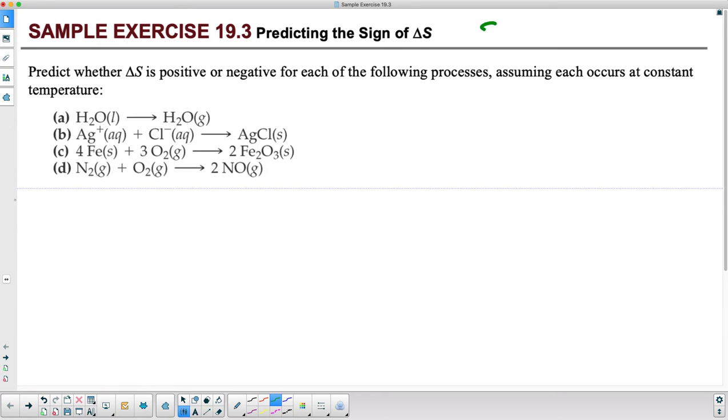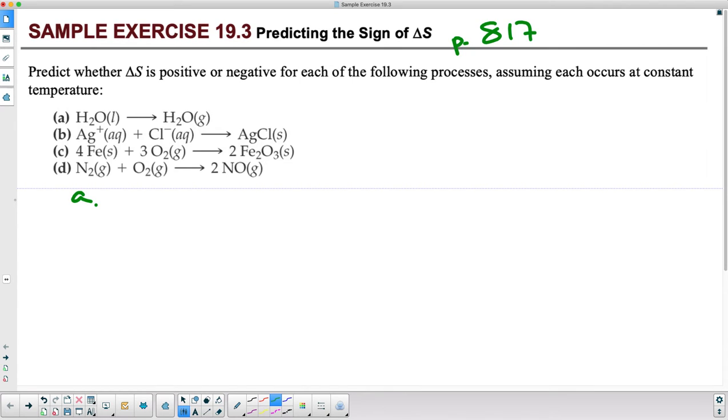So 817 is the page in the book if you want to follow along with this. Here's what I'm going to ask you to do for all the sample exercises here. I'm showing you how to do some of the problems. I want to make sure that you understand why the answer is the way it is. So let's take a second to take a look at a couple of these.